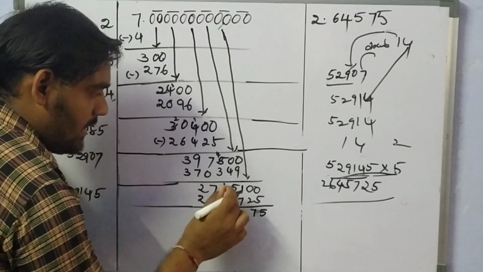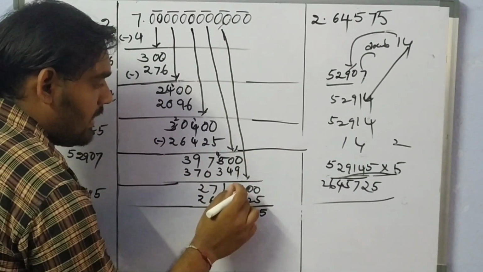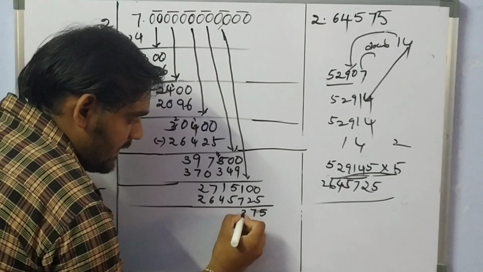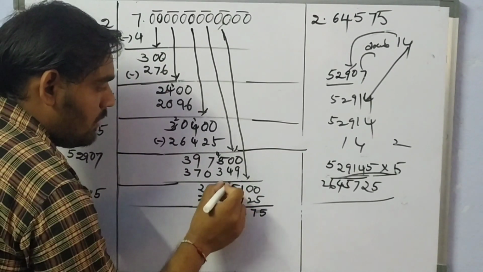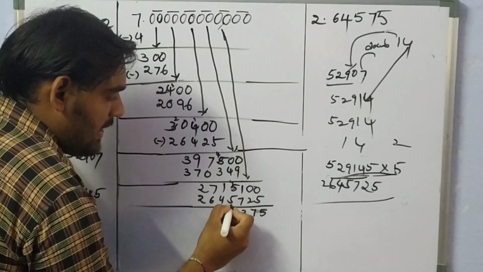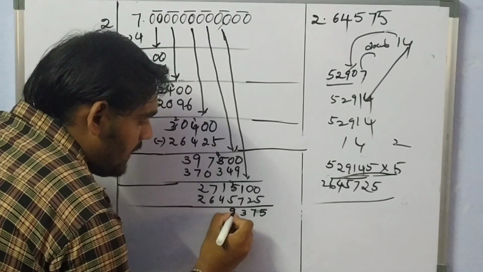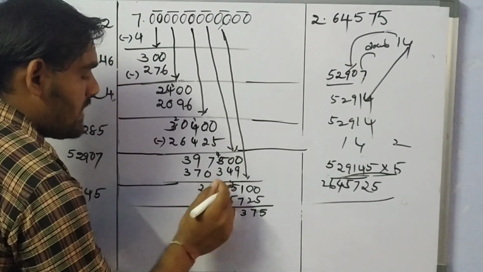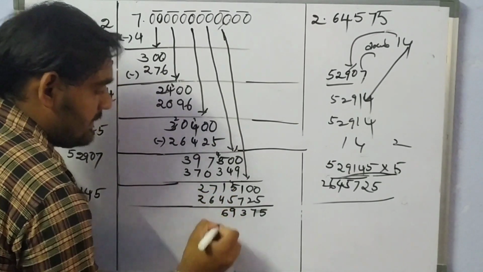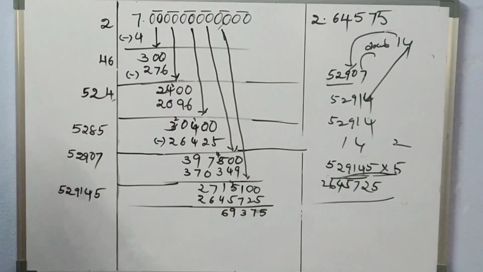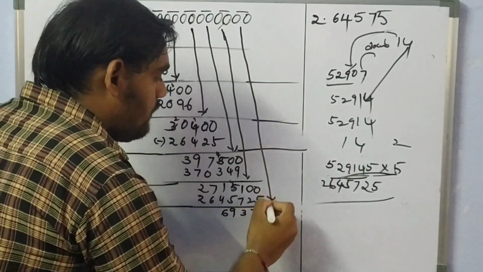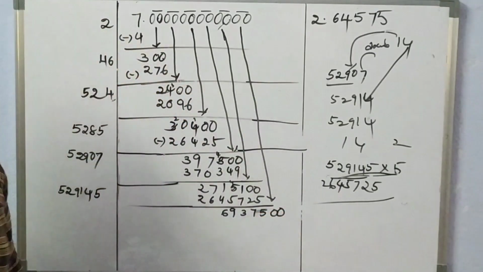Once again we must take borrow, at that time it will become 10. 10 minus 7, 3. So here we will get 4. 4 minus 5 we can't do, so we need to take borrow. At that time 14. 14 minus 5, 9. So here we will get 0. Once again we must take borrow. It will become 10. 10 minus 4, 6. So we got 69,375. After that we need to take another group, that is 2 zeros.